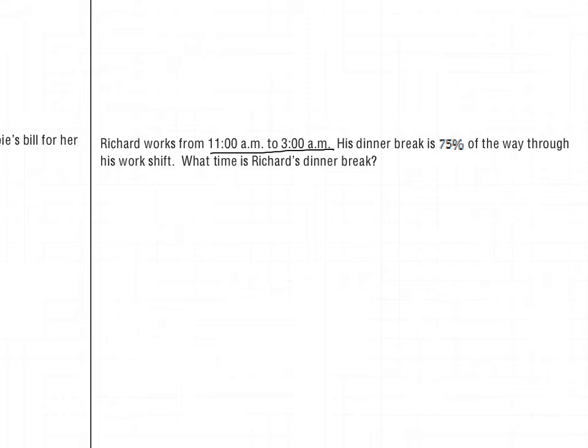So when we look at this, 11 a.m. to noon would be 1 hour. Noon to midnight would be another 12 hours. And midnight to 3 a.m. would be another 3 hours. So that's 13 plus 3 is 16 hours. 75% of the way through the shift. So the whole quantity is the 16 hours.